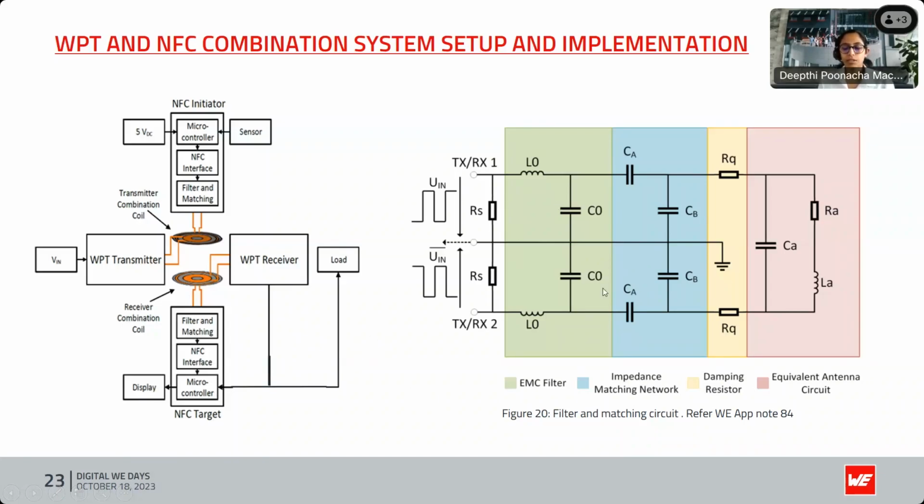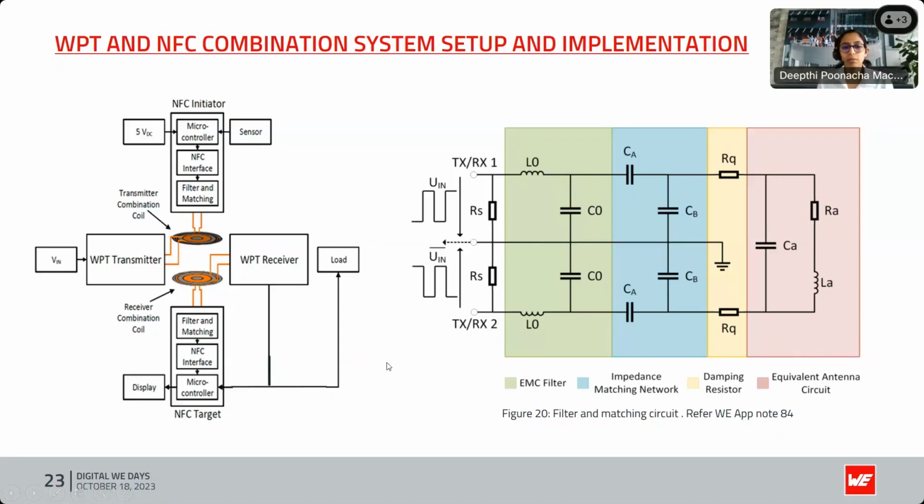So we have developed a filter matching network for differential circuits, and this can be read more in our app note on the website. In the filter matching network, we have a second order low pass filter at the beginning, followed by a capacitive impedance matching network and some damping resistors. And the next part is the equivalent antenna circuit.